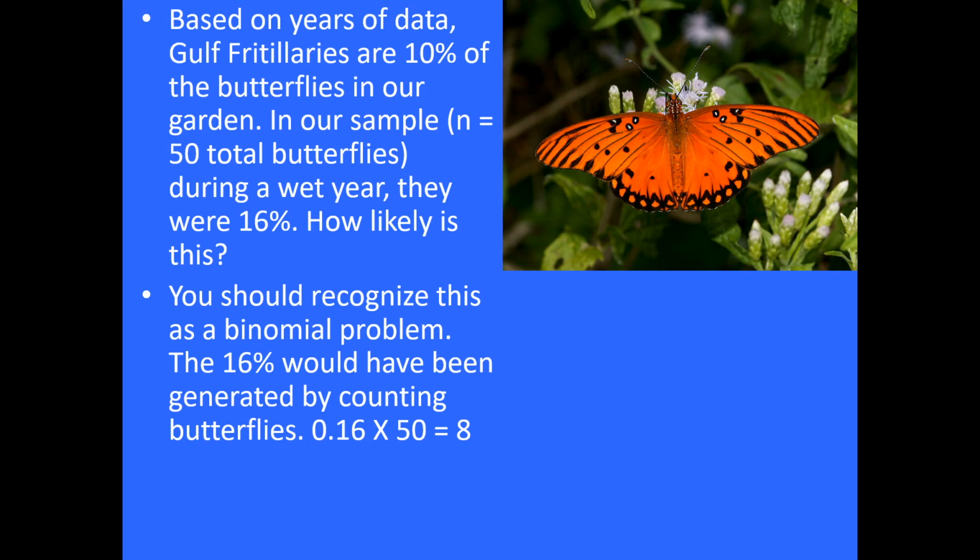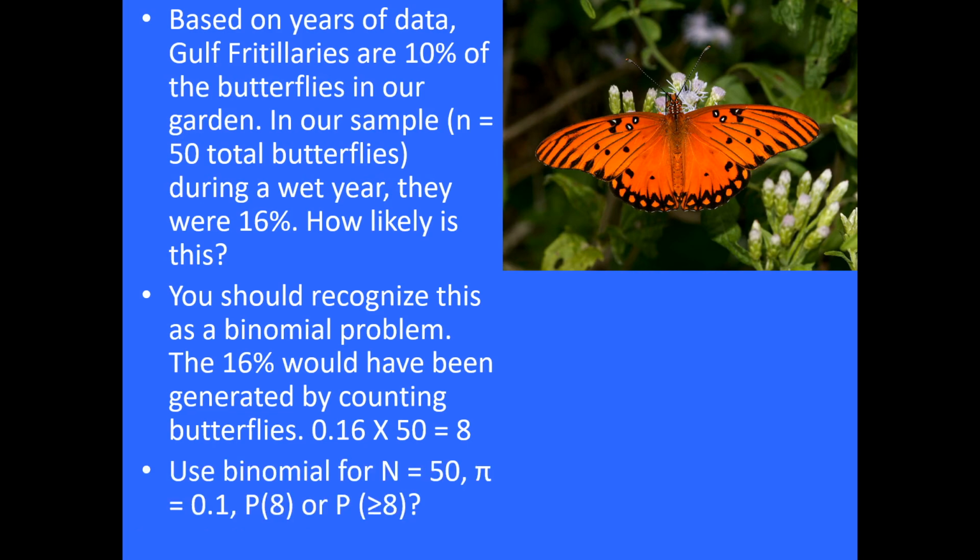Hopefully now it's looking like a binomial problem to you. We have a fixed rate of success. We're expecting 10%. We have 50, so we're expecting 5 to be fritillaries. But instead we had 8. How likely is 8 or more? That's a binomial problem. You should know how to do that already from previous sections.